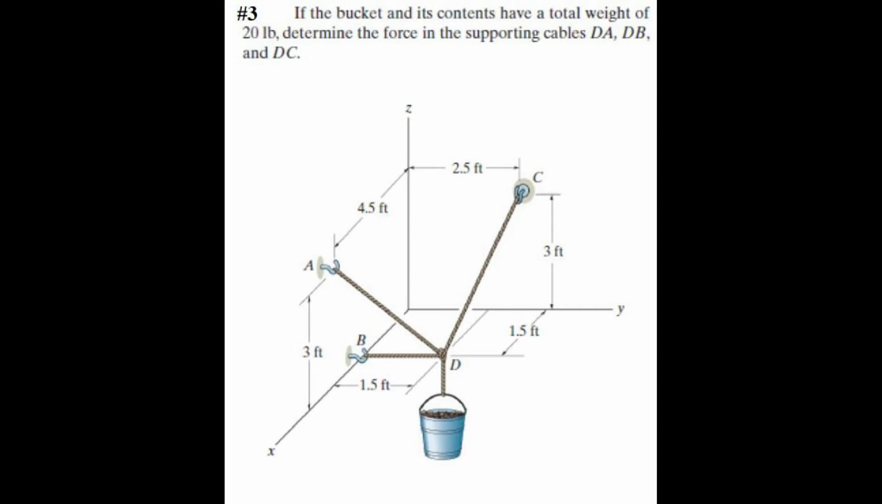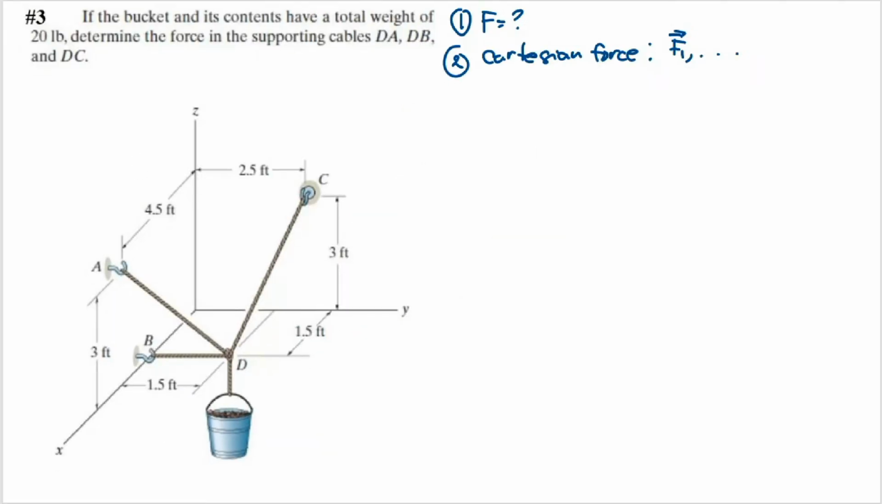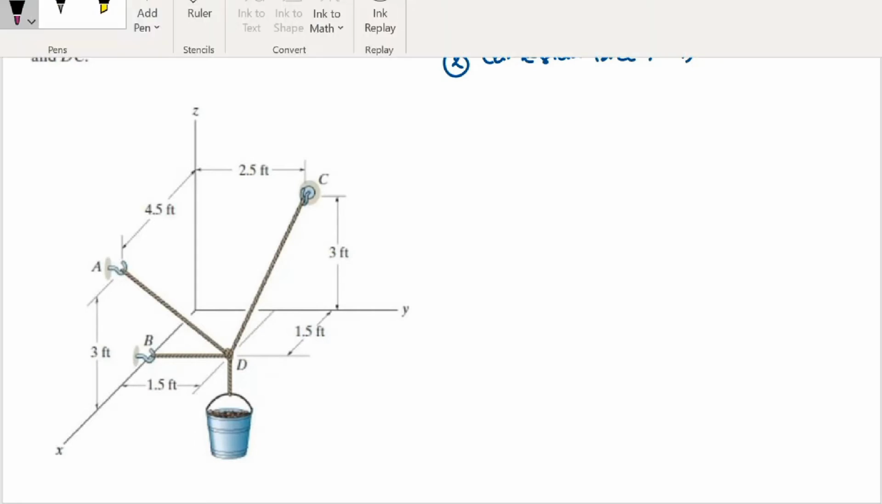Okay, so for this problem, if the bucket and its contents have a total weight of 20 pounds, determine the force in the supporting cables DA, DB, and DC. So how many forces can you see here? Five. Five, ma'am. Five forces, okay? So, do not forget always the weight, okay? Actually, there are five, okay?